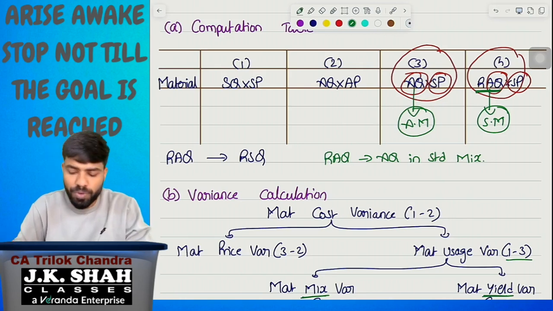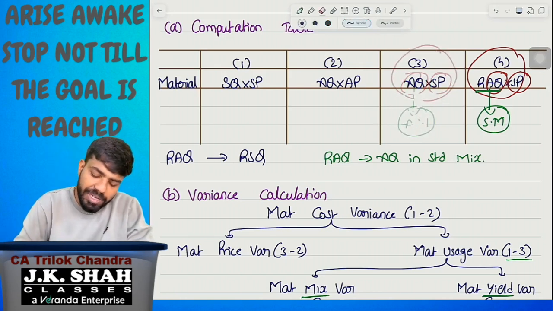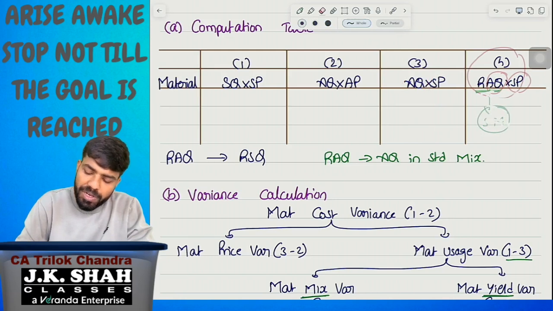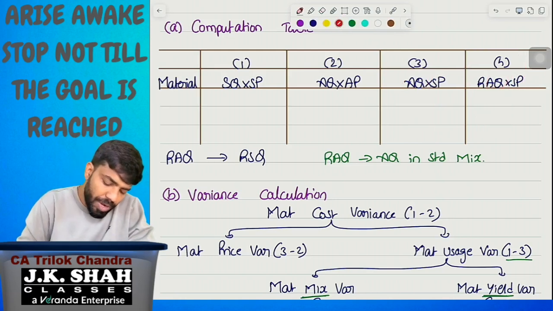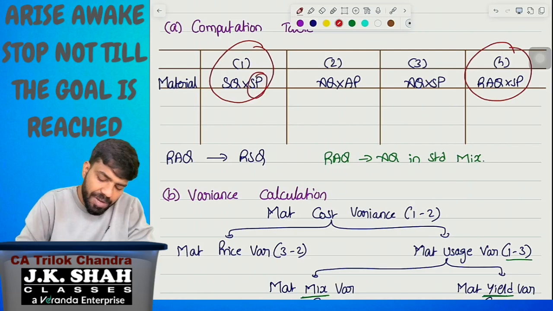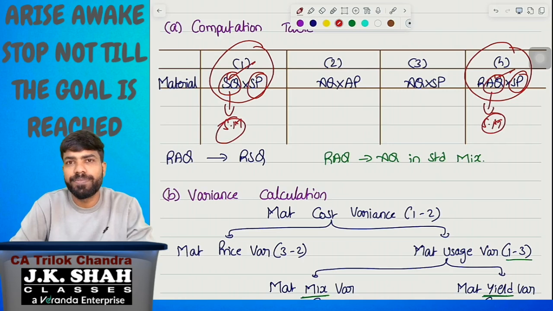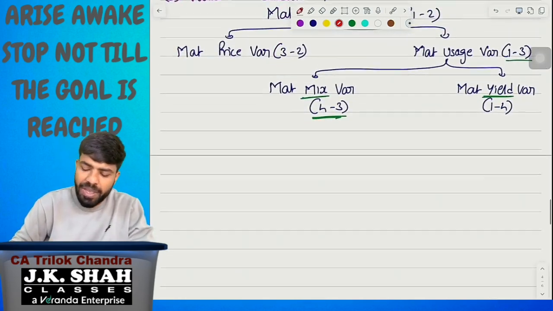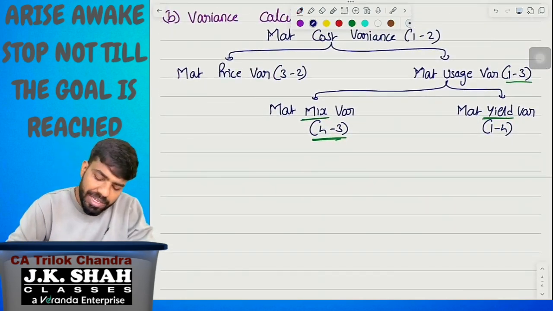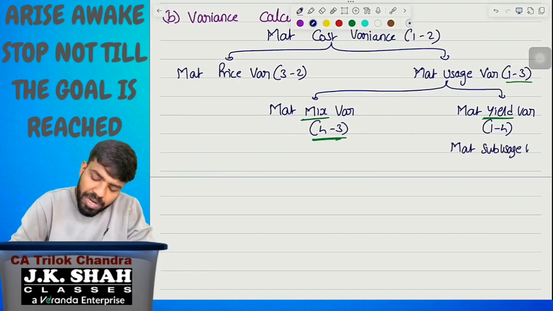At last, 1 minus 4. It is purely because of quantity. Look at here, 1 and 4. Standard price. Standard quantity in standard mix, and revised actual quantity in standard mix. So mix is same. What is changing? Here it is standard quantity, here it is actual quantity. The difference is because of quantity. So that we are calling it material yield variance, which is also called material sub-usage variance. One more name for this is material productivity variance. These are the different names.